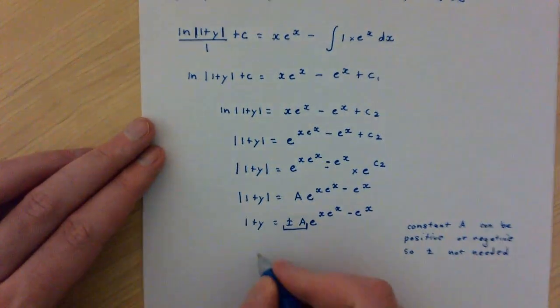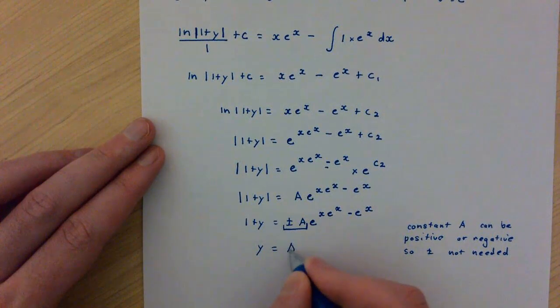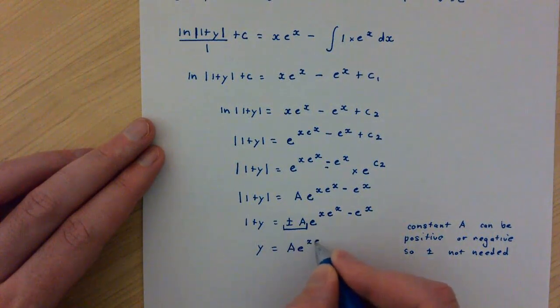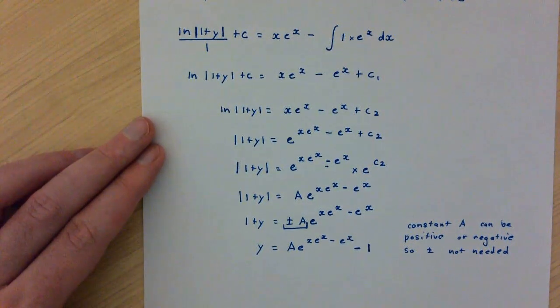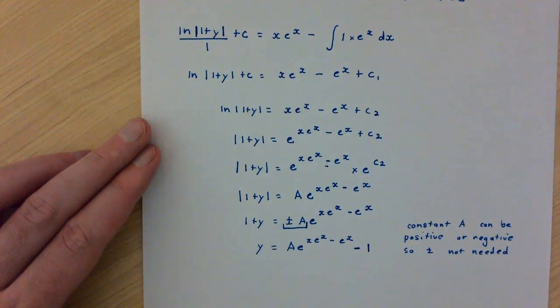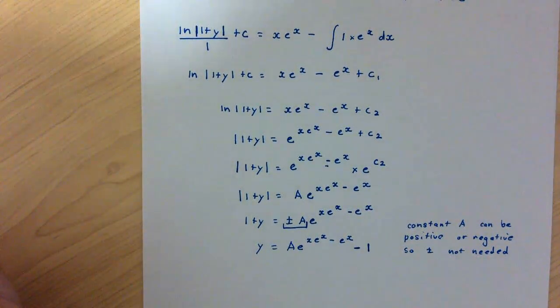And then moving the 1 to the other side, we'll have y is equal to a e to the power of x, e to the power of x, take e to the power of x minus 1. And yes, it's a slightly complicated function, but it works.